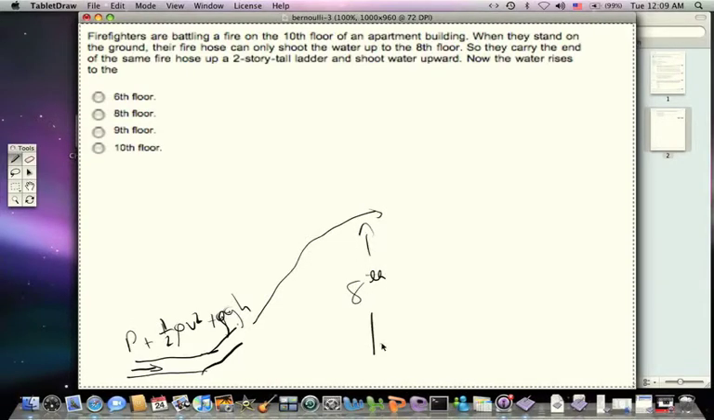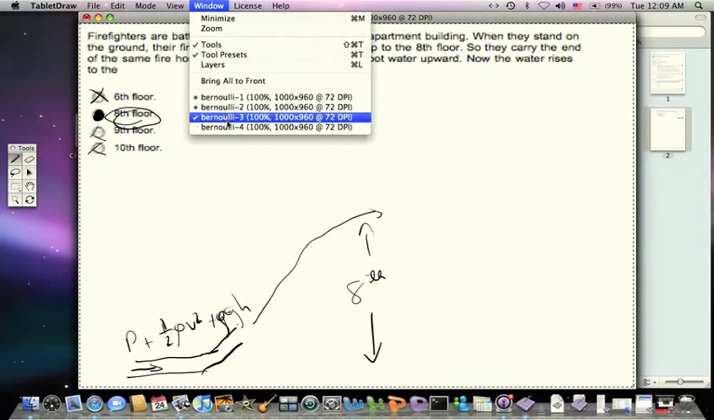And so it's never going to have any more energy than that, even if you bring the hose up a 2-story tall ladder. It never is going to have enough energy to get all the way up to the 10th floor. And so even if you go up a 2-story ladder, it still will only get up to the 8th floor. It doesn't get up to the 10th floor or 9th floor, it should be able to get up to the 8th floor. So again, it's Bernoulli's equation. It's just conservation of energy.